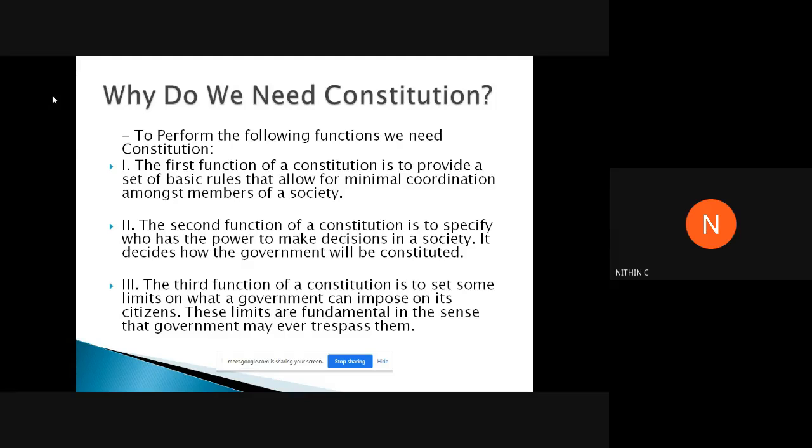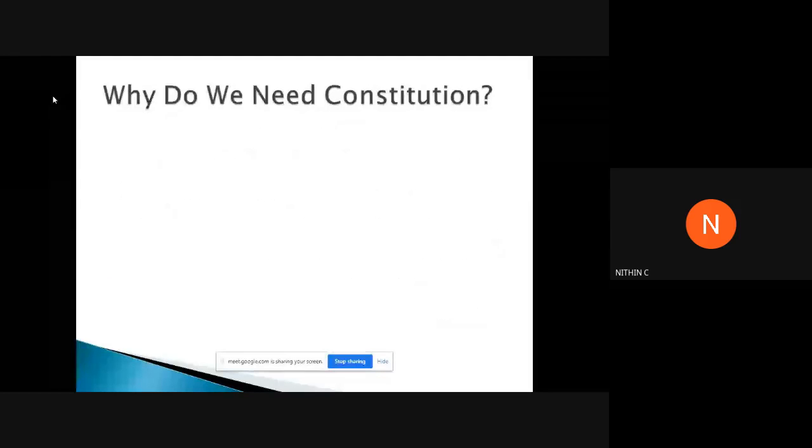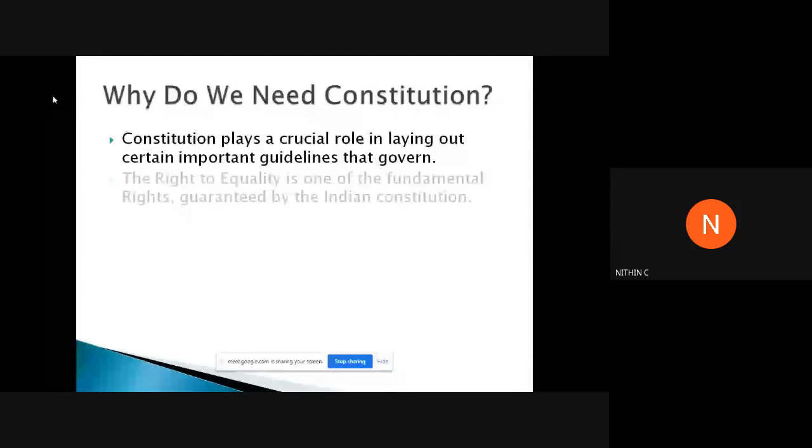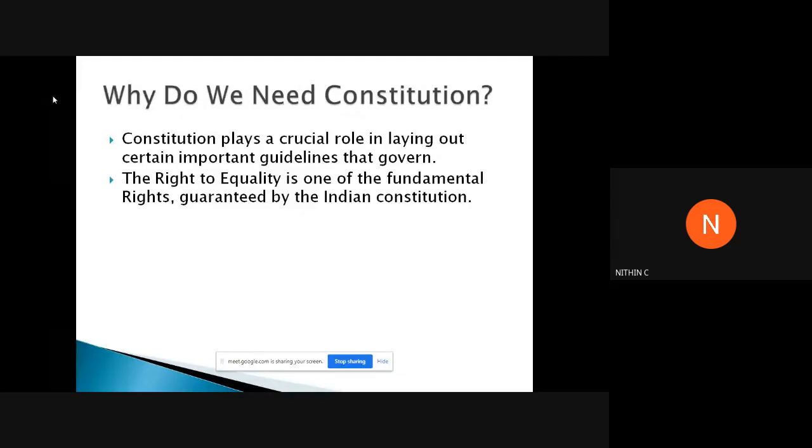Setting some limits on how or on what terms the government can impose on the citizens. There is some limit set by the constitution for that aspect. Constitution plays a crucial role in laying out certain important guidelines that govern. The right to equality is one of the fundamental rights guaranteed by the Indian Constitution.